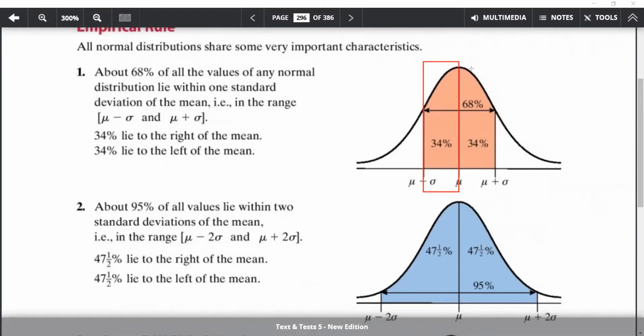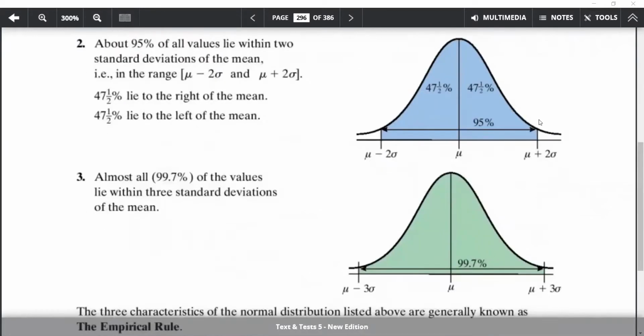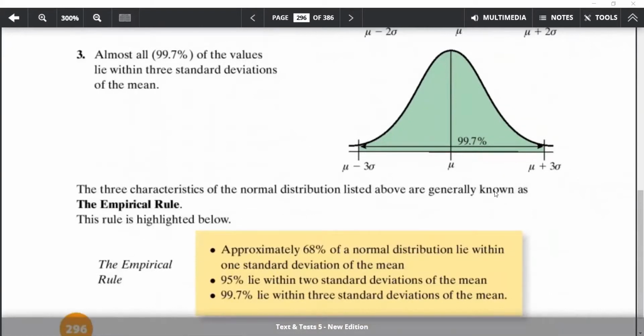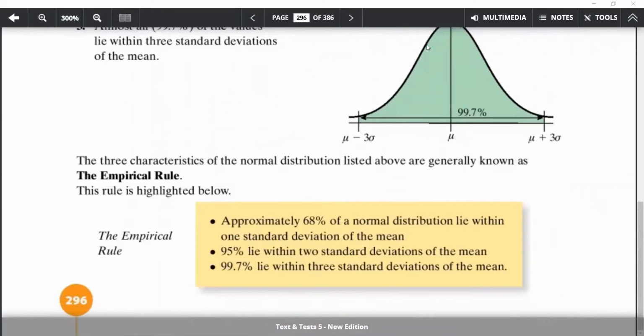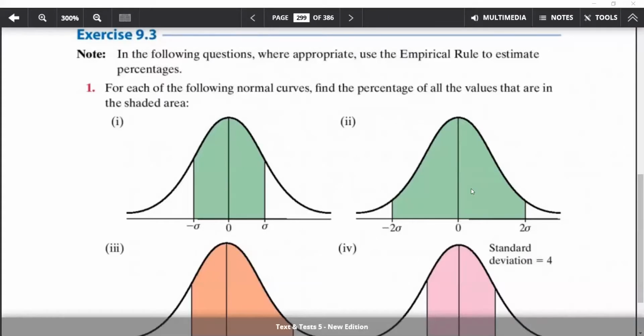The same rule tells us that 95% of values on a normal distribution are within 2 standard deviations of the mean, and 99.7% of values are within 3 standard deviations of the mean. So we use our empirical rule here to estimate the percentages in each of these diagrams, in each of these curves. And it is just an estimate. Our empirical rule, by the way, only holds for standard scores that are 1, 2, or 3. So you'll often have a standard score of 1.5. We'll see in the next exercise how to deal with standard scores that are not whole numbers. And this is just a rough rule of thumb.